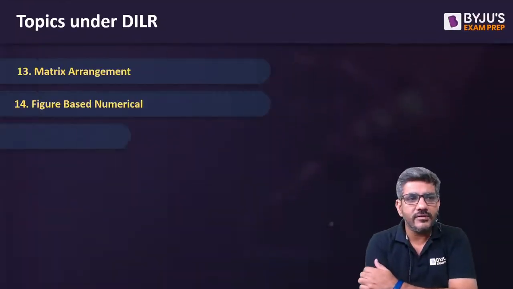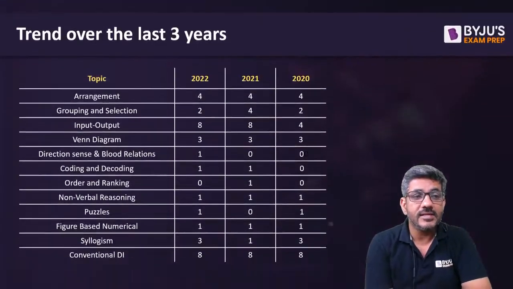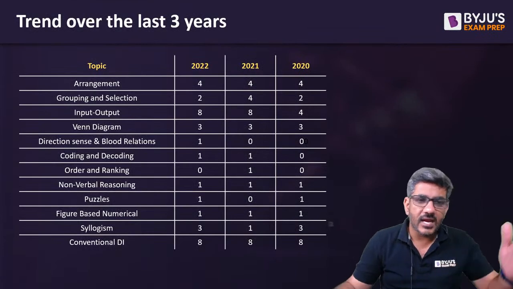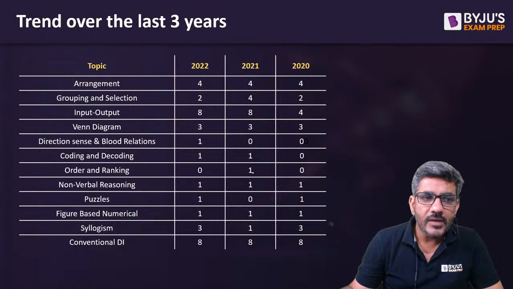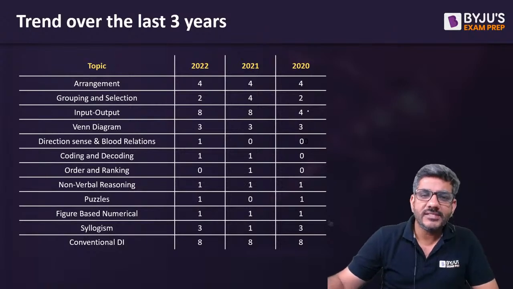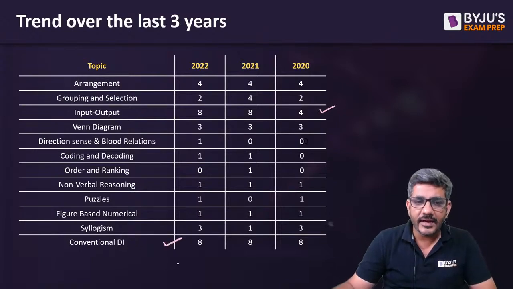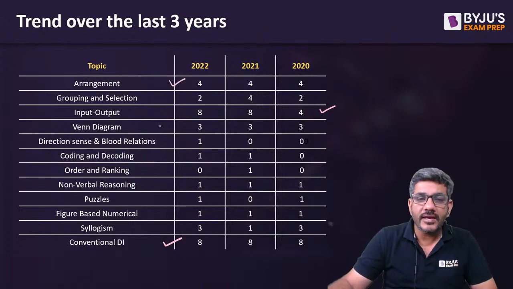In our today's class, what are the things that we are going to cover? Oh, there are more: matrices, figure-based, numerical and puzzles as well. So what has been the weightage of all these areas in the last few years? This table is telling you about that. Of course, you would see the maximum number of questions in the last 2 years have been either from input output or from conventional DI. After that, I see arrangement has been an equally important area for us.